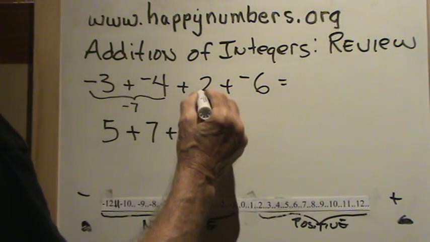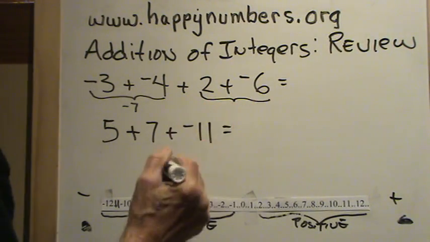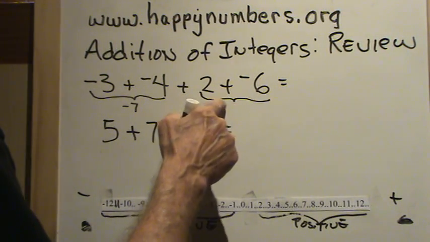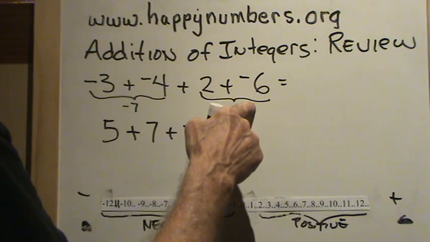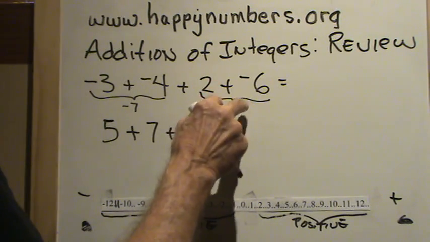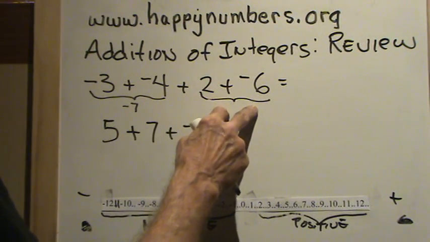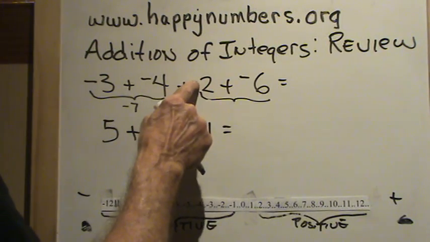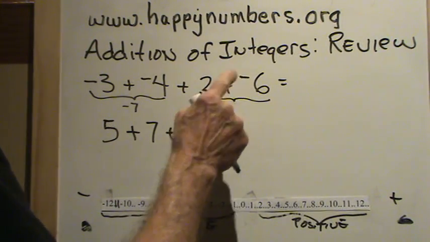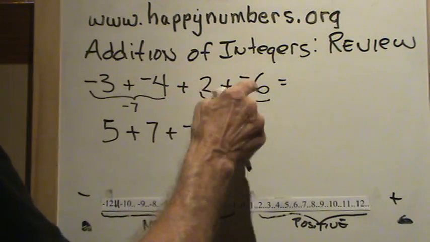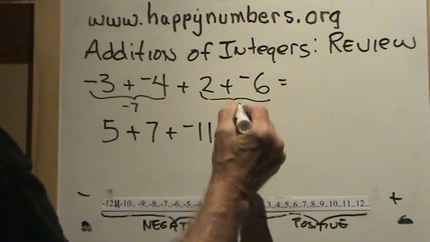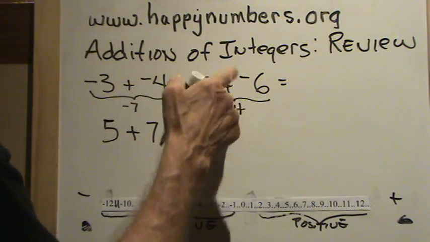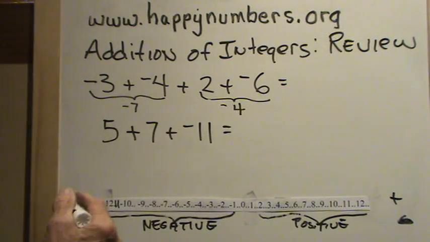Now, let's do this pair. 2 plus negative 6. Signs are different here. So I ignore the signs and I take the smaller number away from the larger number. So if I take 2 away from 6, I have 4. And I use the sign of the larger number, which is 6. So that gives me negative 4.